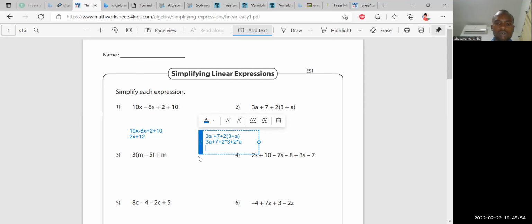Then our answer will be equal to 3a. Then we regroup like terms together here: plus 2a plus 6 plus 7. Then our answer will be equal to 3a plus 2a, we get 5a, plus 13. That is our answer.